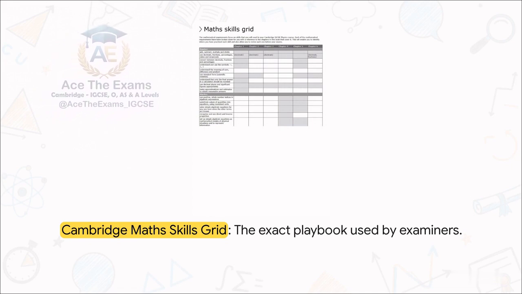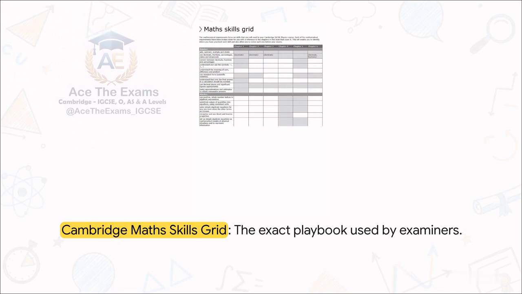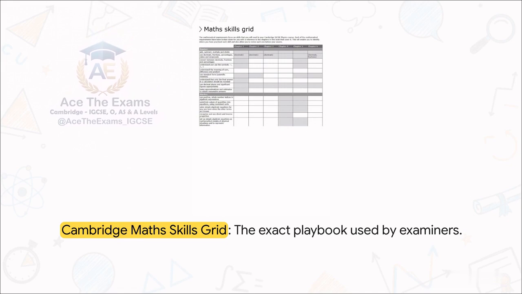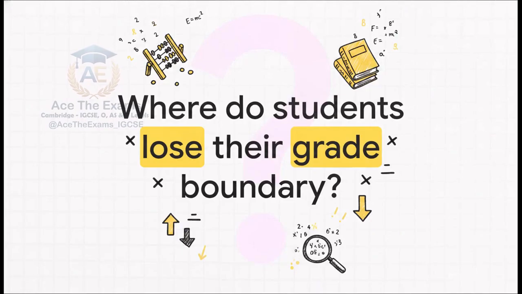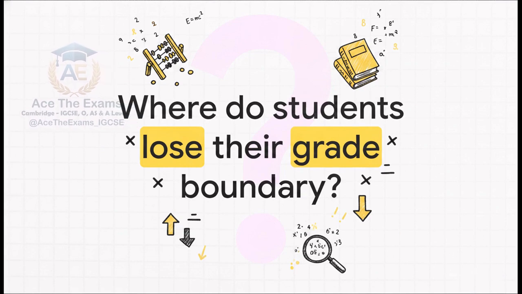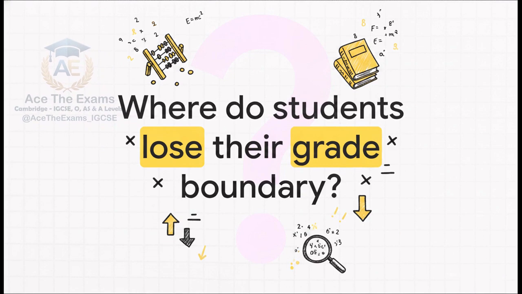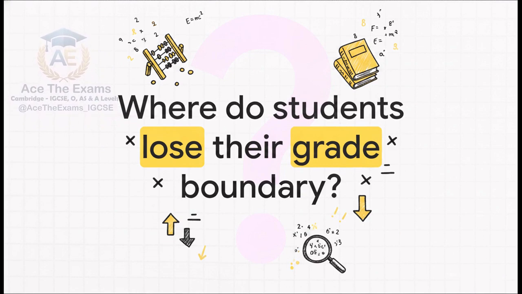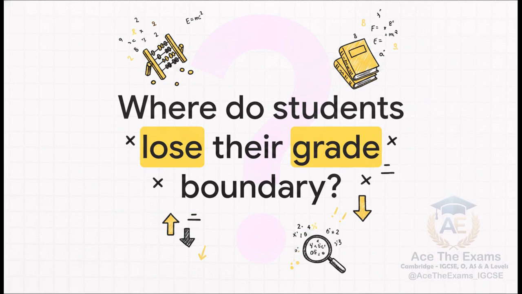And here's the truth. If you aren't filtering your physics knowledge through this exact grid, you're flying blind. It's just not enough to memorize definitions. You've got to know precisely how the examiner expects you to mathematically manipulate them. Where do most Physics 0625 students instantly lose their grade boundary? Well, we're talking about high-stakes pressure here. A single, easily avoidable mathematical error can and will cost you the grade you deserve.